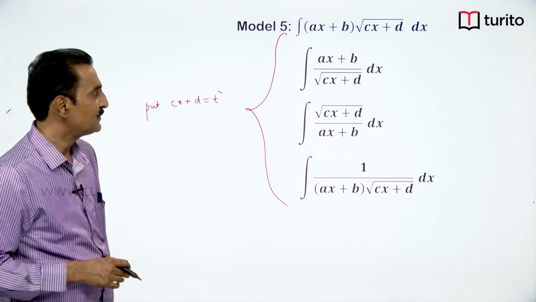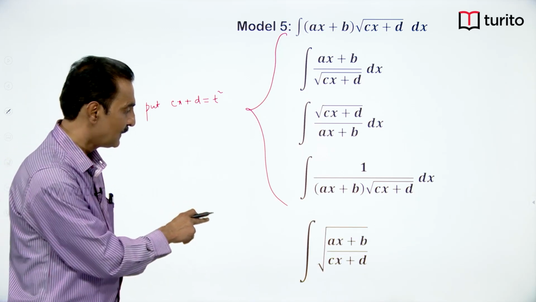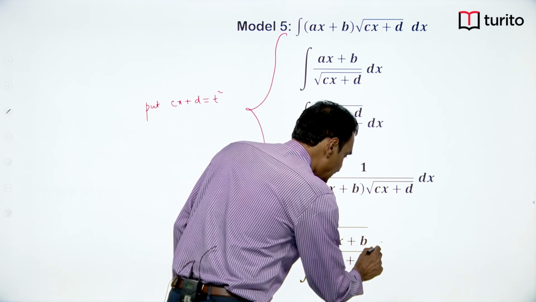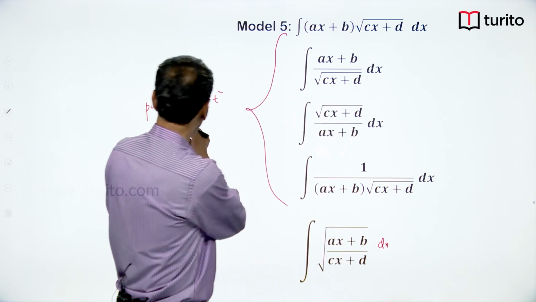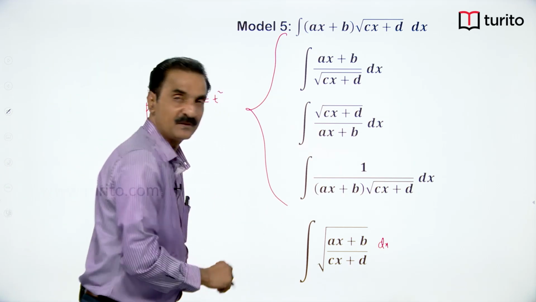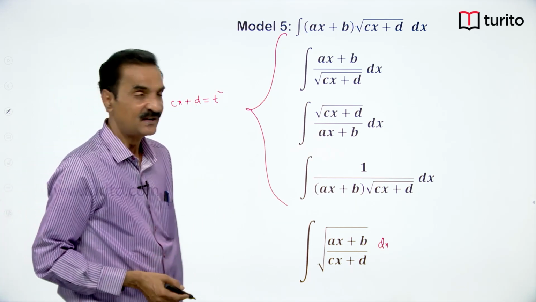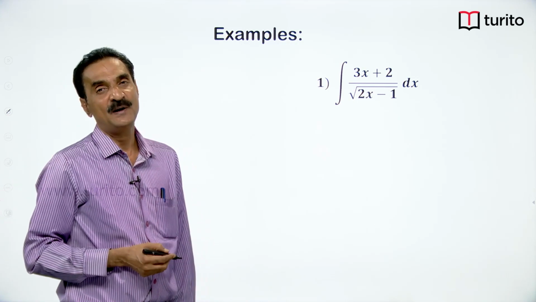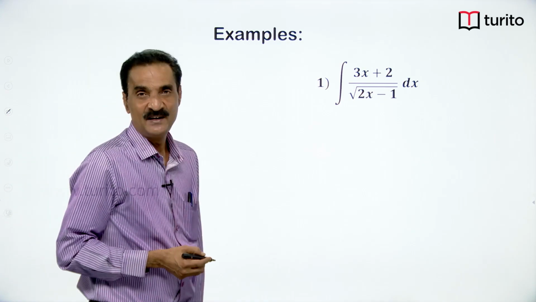Let us solve some questions. One more. Here also we can integrate by substituting cx + d = t², but there is an alternative method for this. I will explain later during the examples. Let us solve some questions. Integral (3x+2)/√(2x−1).